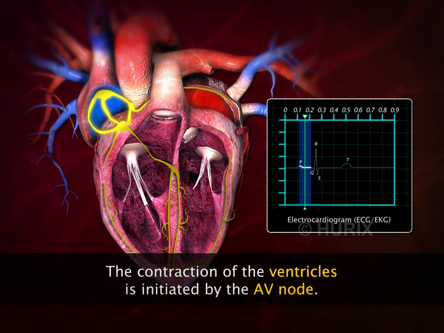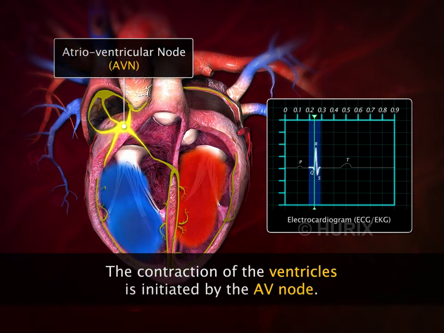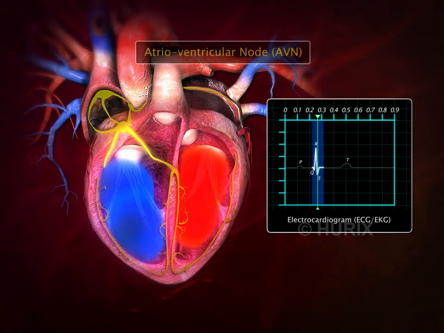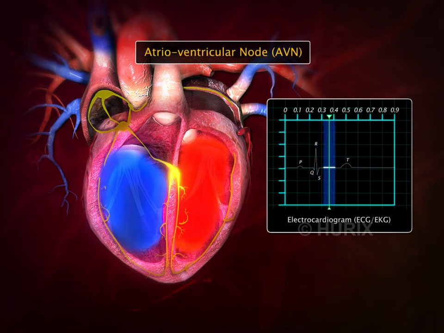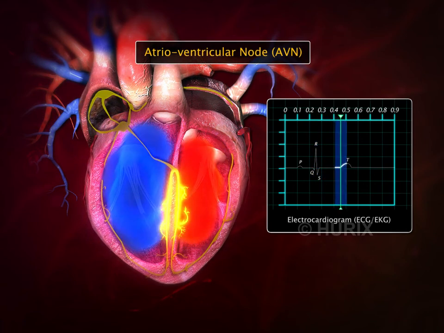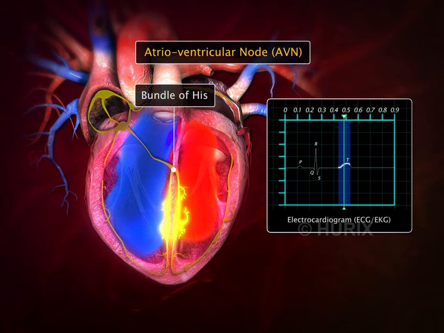The electrical signal continues in another nodal tissue region called the atrioventricular node, or the AV node. After a short delay, the signal travels from the AV node through specialized muscle called the bundle of His and Purkinje fibers. This causes the contraction of the ventricles.